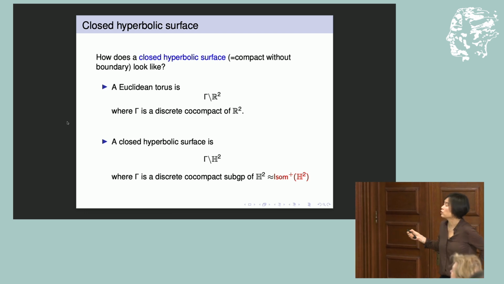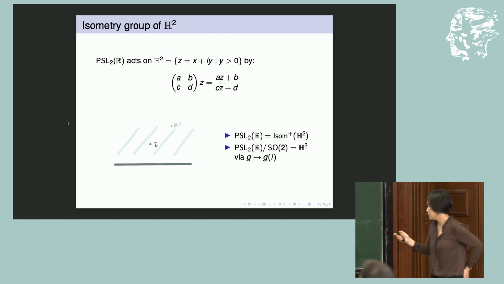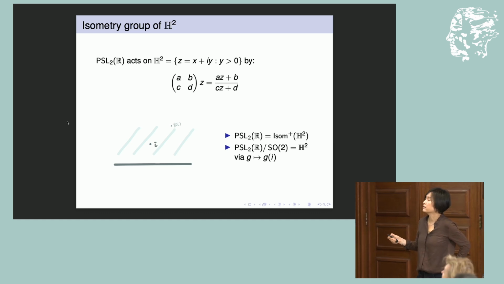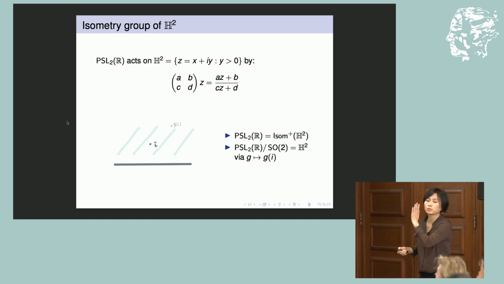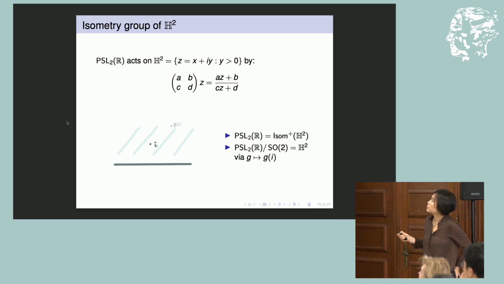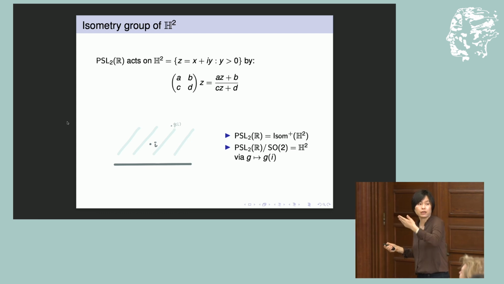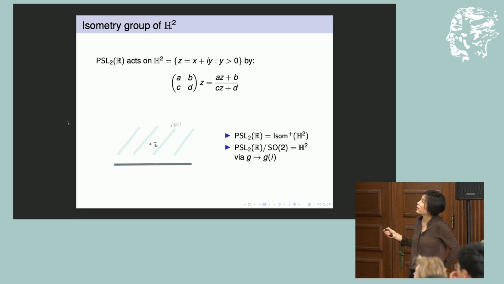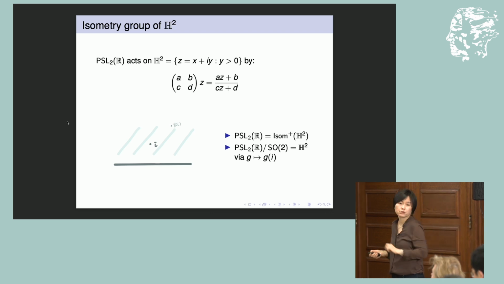So what is the isometry group of H2? It is this group, which is very familiar to us. It is, in fact, PSL2R. PSL2R is the group of 2 by 2 matrices with real coefficients of determinant 1, modulo plus or minus 1. To explain why PSL2R is the isometry group of H2, I'm going to now view H2 as a subset of the complex plane. We can identify R2 with the complex plane C. Then H2 is simply x plus iy with the imaginary part y positive. And the action of PSL2R on this H2 is given by this linear fractional transformation.